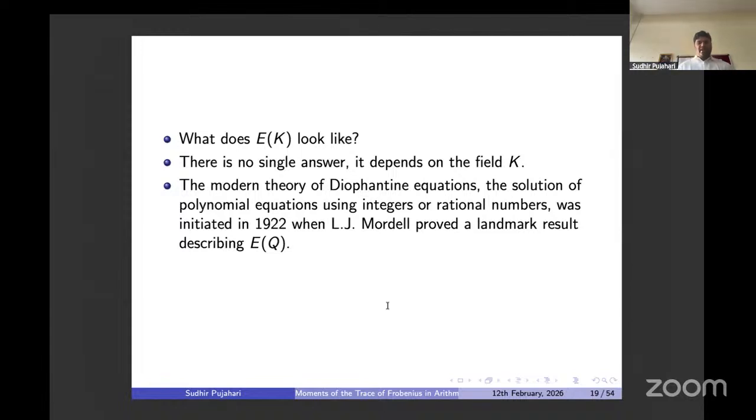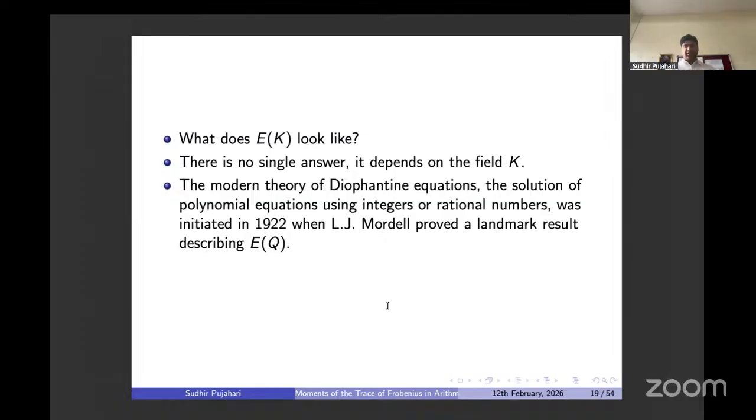So in general, how does this group look? E of K, the collection of all the points on the elliptic curve where each coordinate is in K, how does it look? This is a famous result of Mordell. There is no single answer.